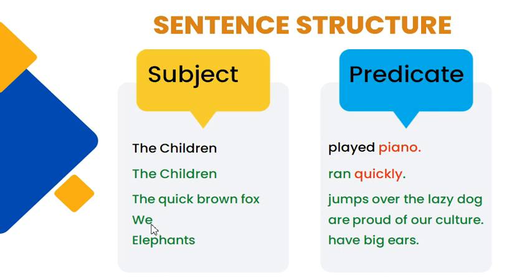So, for example, another example, we are proud of our culture. The pronoun we is the subject here, and are proud. Are is the verb. And elephants have big ears. Elephants, a plural word, is the subject, and have is the predicate. Big ears is also part of the predicate, but have is the verb, the core predicate. So this is how we construct sentences in English. You also have to expand your exercises on sentence structure. You have to learn a lot.